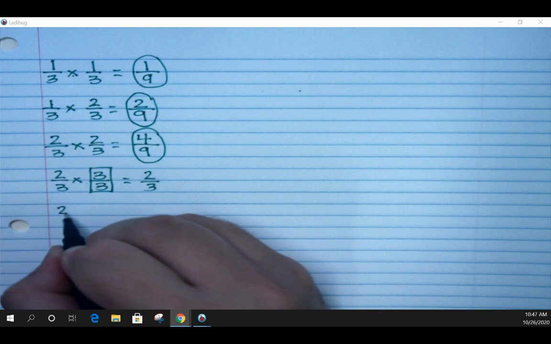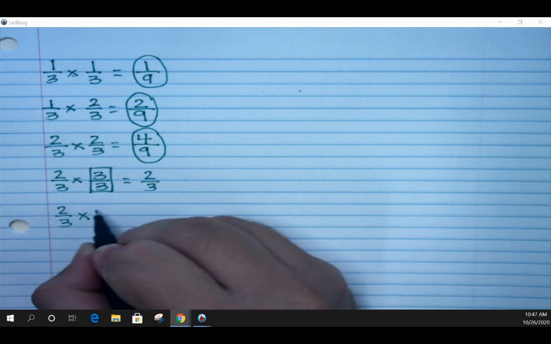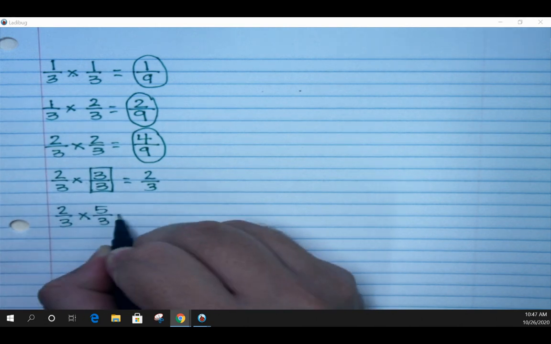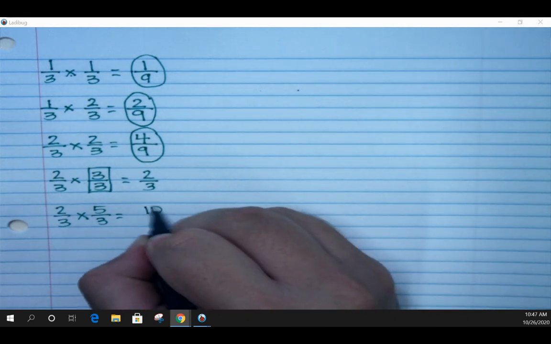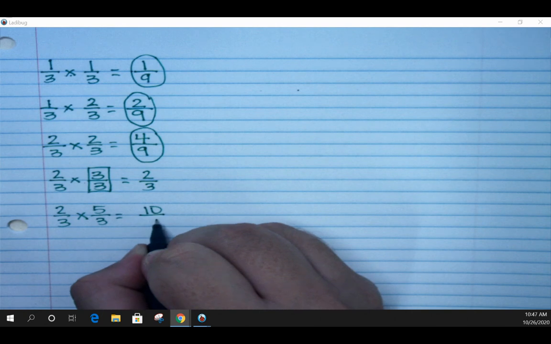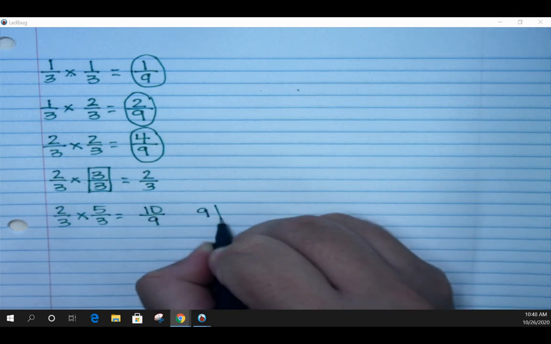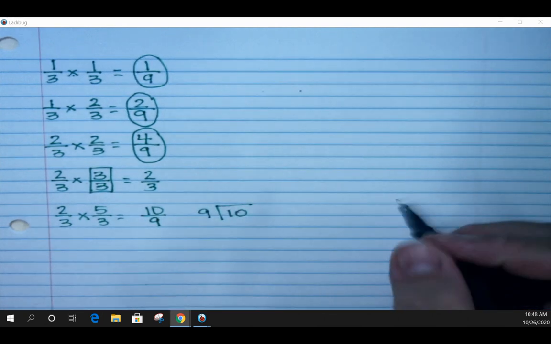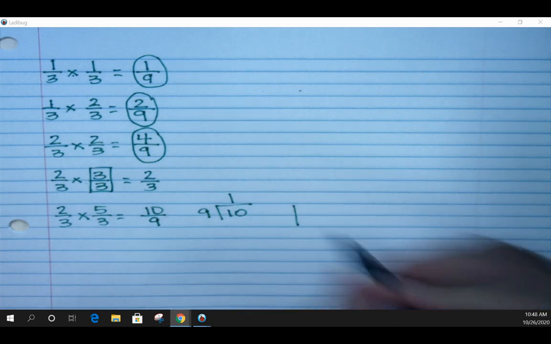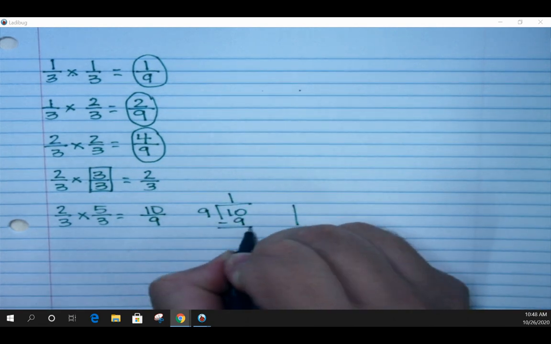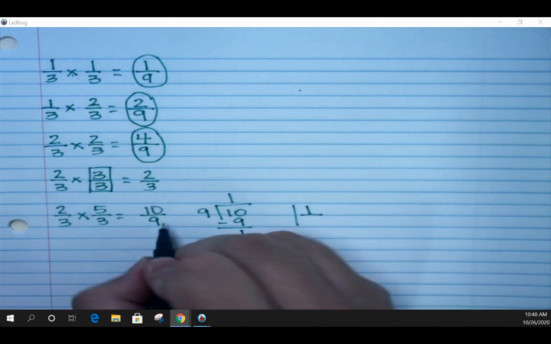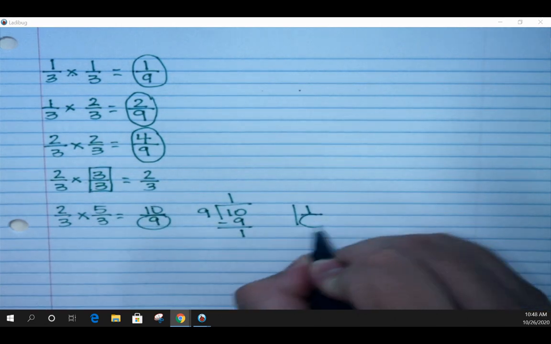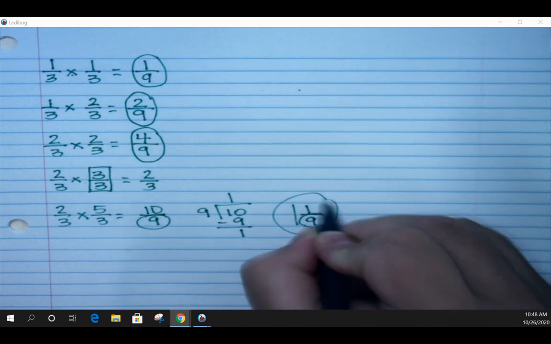What about 2/3 times 5/3? 2 times 5 is 10. 3 times 3 is 9. 9 will go into 10 how many times? 1. So your whole number's 1. 10 minus 9 is 1. That's your numerator. Your denominator stays the same. 1 and 1/9.